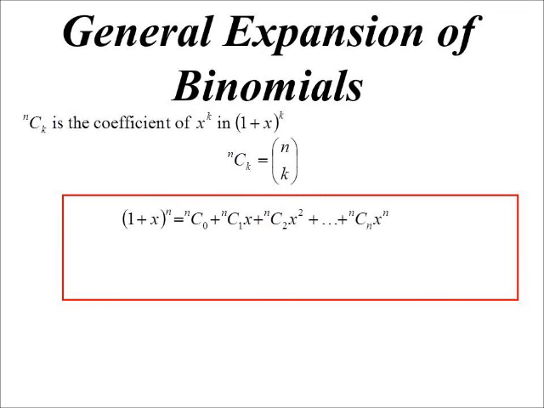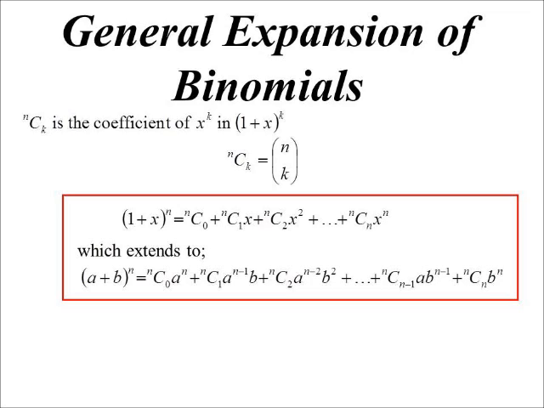So (1 plus x) to the power of n would be nC0 plus nC1 x plus nC2 x squared, and so on and so on, up to x to the power of n. Which I could extend to, instead of 1 plus x, a plus b. And it's like I was saying before. We'll start at the power of a being n. Powers of a will go down by 1. Powers of b will go up by 1. Those powers will always add to give n, whatever n happens to be.